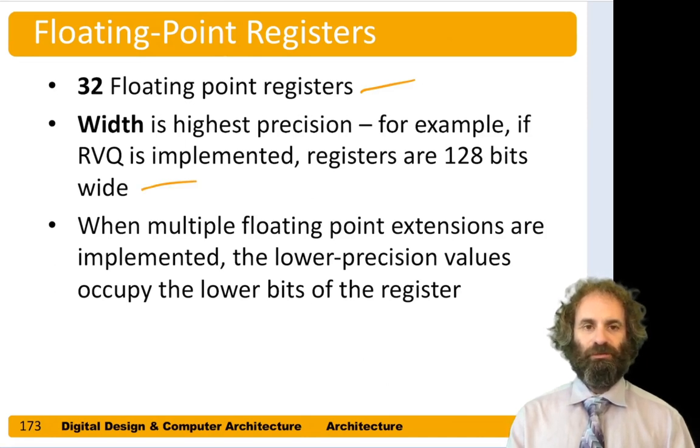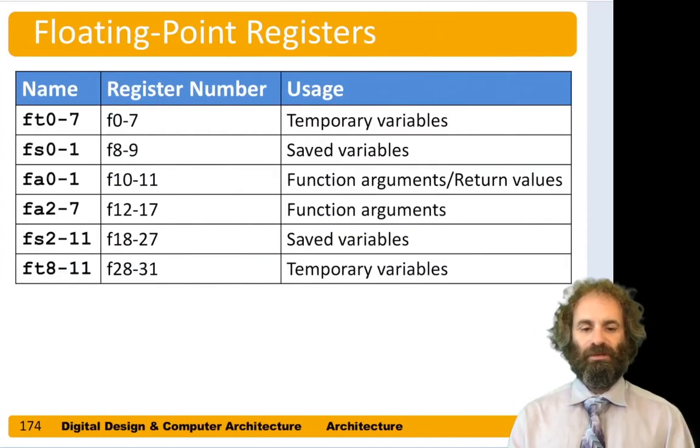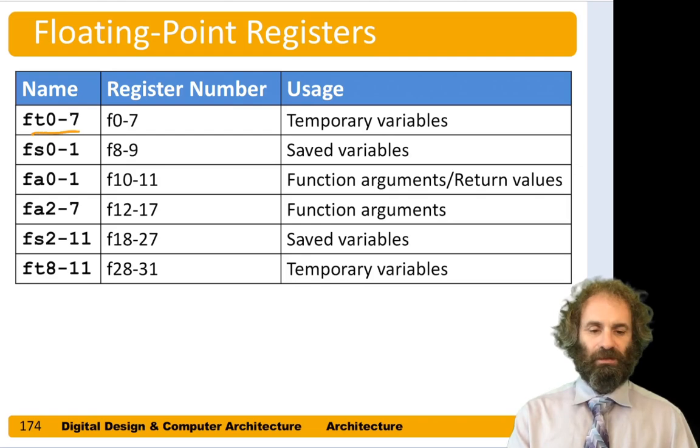Their width is the highest precision necessary. So, for instance, if quad precision is implemented, the registers are 128 bits wide, and single precision numbers are stored in the bottom 32 bits of that 128-bit register. There are 32 registers used for floating-point numbers. There are some temporary registers, saved registers, argument registers, more argument, more saved, and more temporary, just like in regular RISC-V.